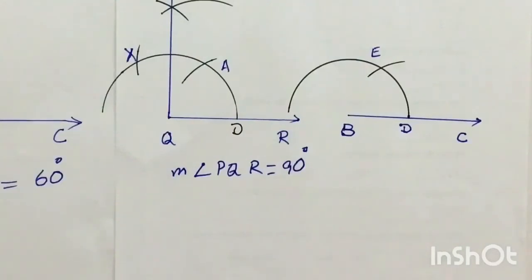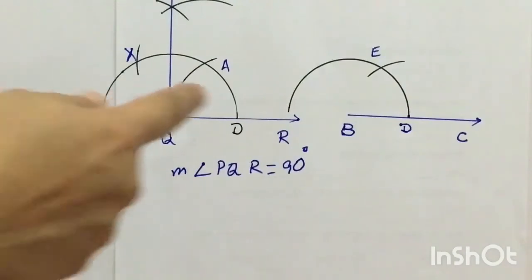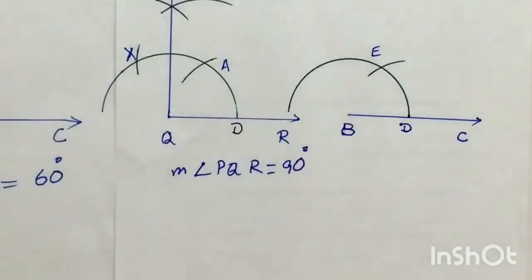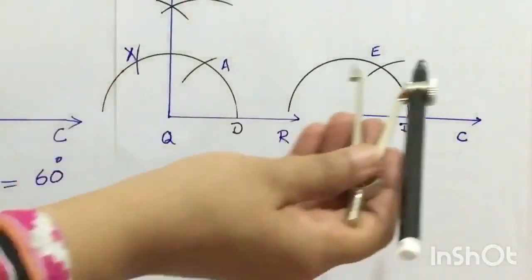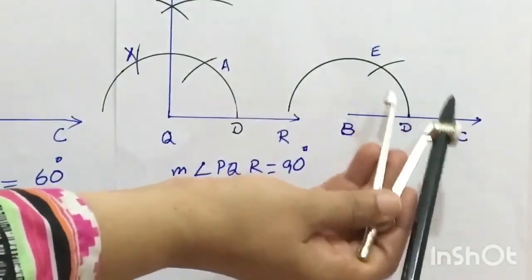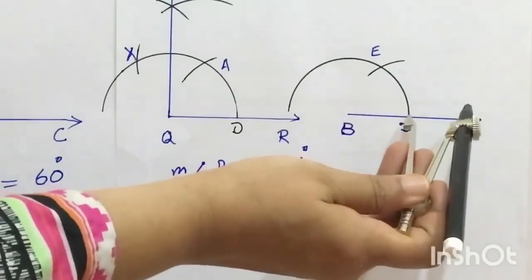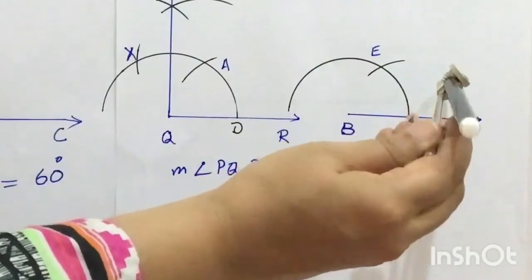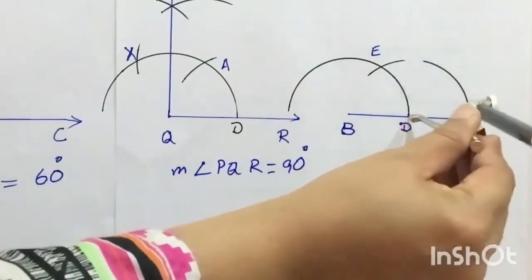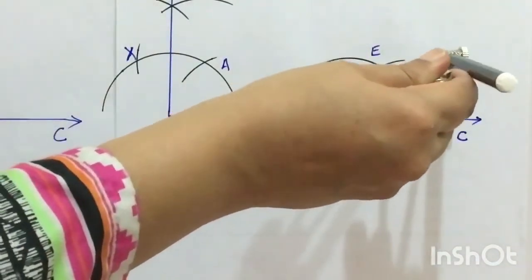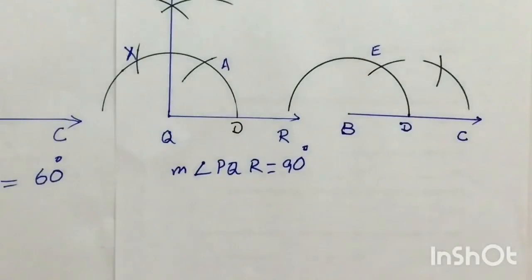Now I want to get the angle of 30 degrees. For this purpose I will just make an angle of 60 degrees, but I will not join B to E to form the terminal arm. I will just have to bisect the arc DE. For this purpose, I will take the needle of the compass without changing the width, mark an arc, again with center E, mark another arc which cuts the previous one at point A.